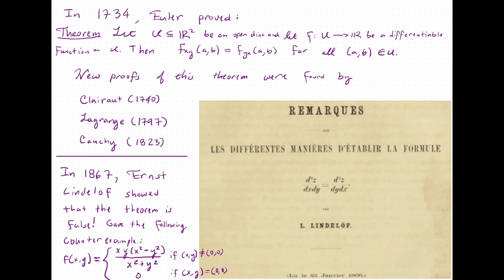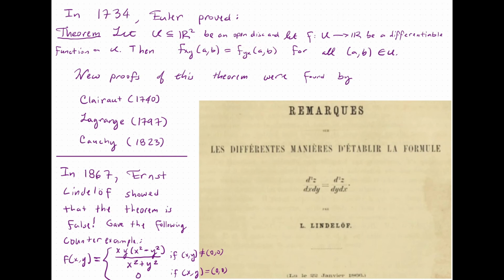If you take the function f(x, y), which is equal to xy(x² − y²)/(x² + y²) if (x, y) is not equal to the origin, and 0 when the input is the origin, then you can prove that f_xy at the origin is not equal to f_yx at the origin. And so the theorem is false.